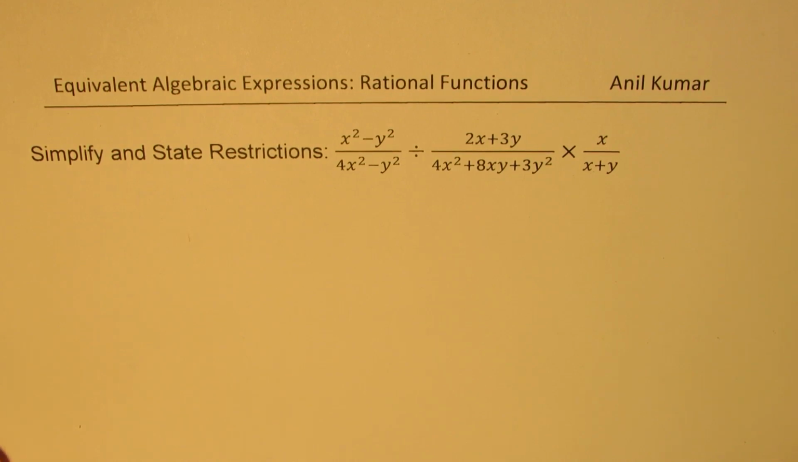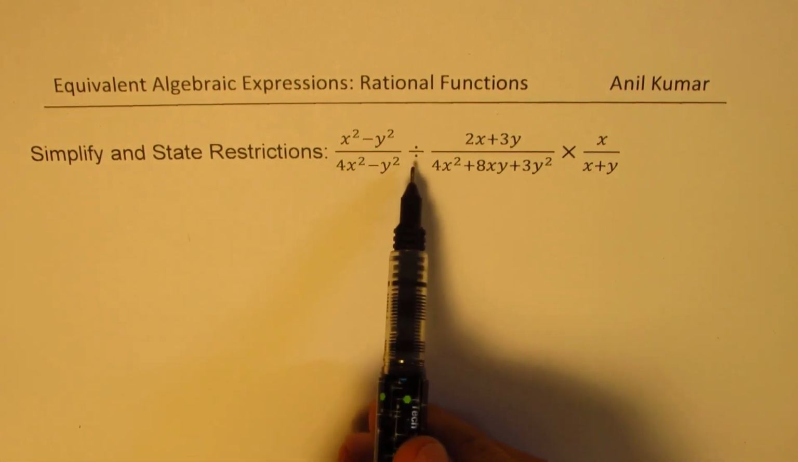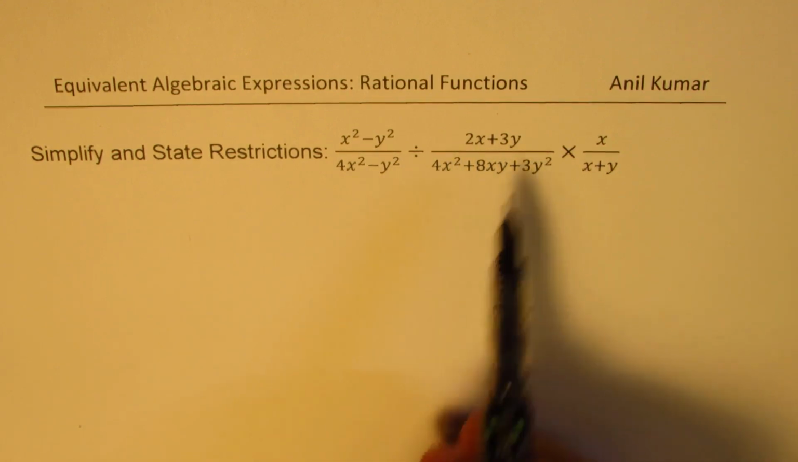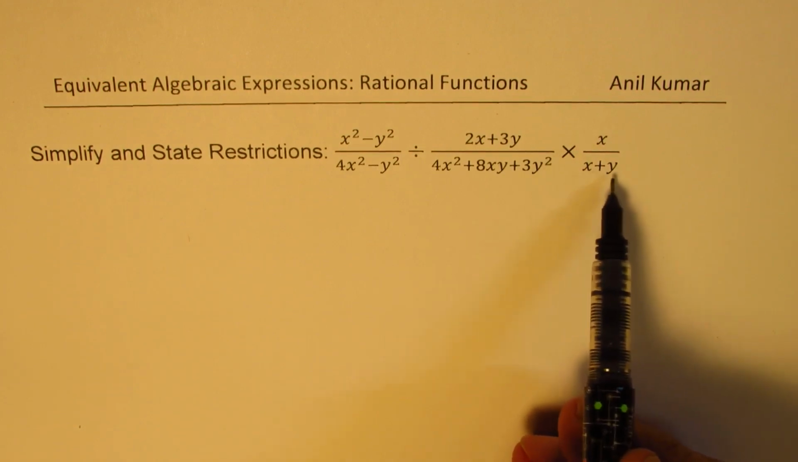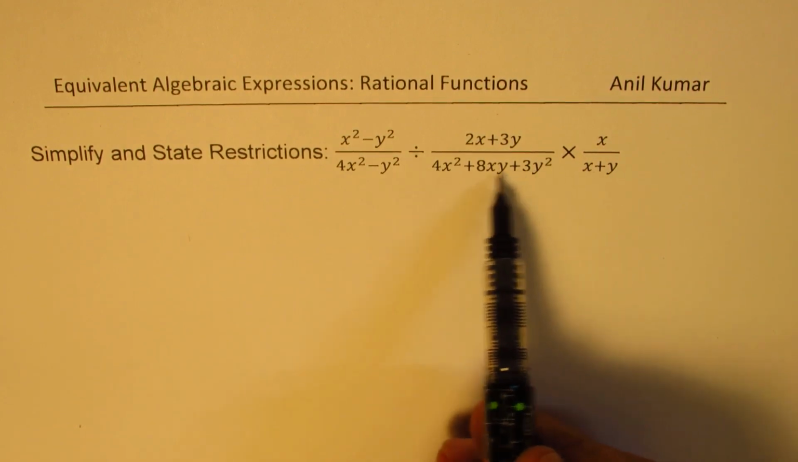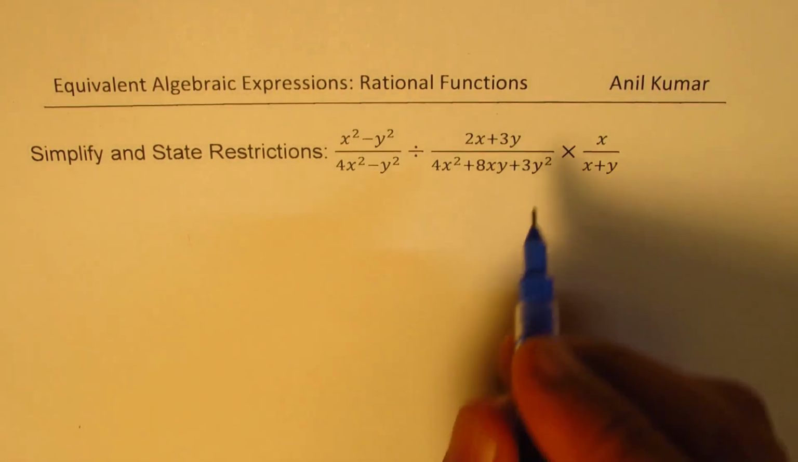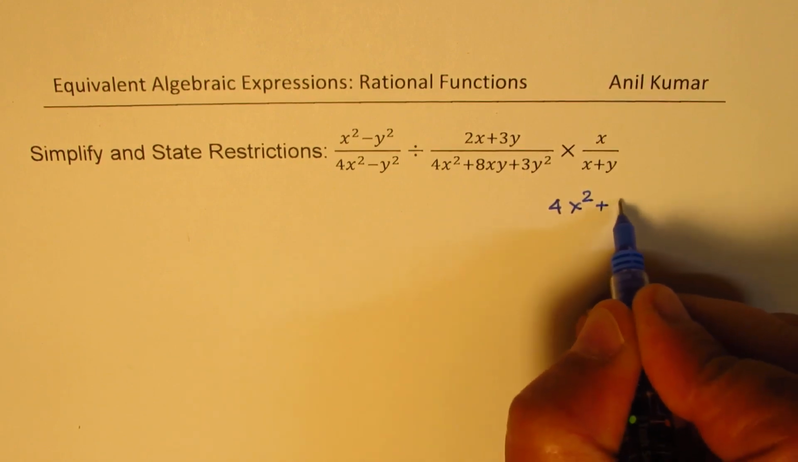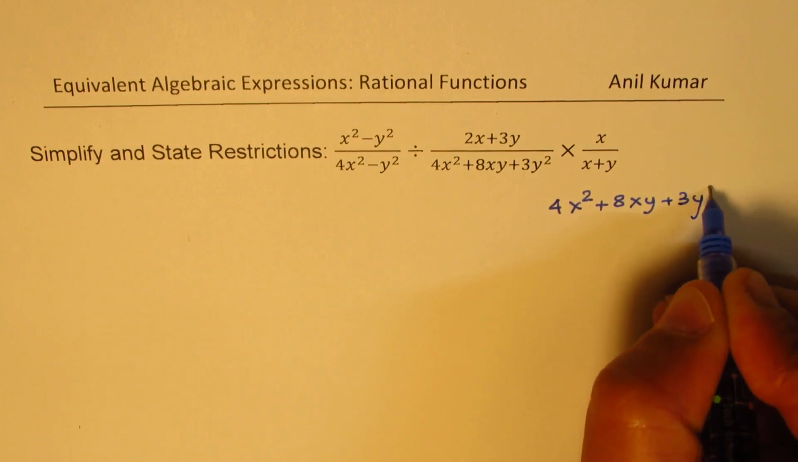So in part B, we have (x square minus y square) over (4x square plus 8xy plus 3y square) divided by (2x plus 3y) over all this times x over (x plus y). Now we need to factor this trinomial, so it's a good idea to take this up separately. So let's try to factor 4x square plus 8xy plus 3y square first.